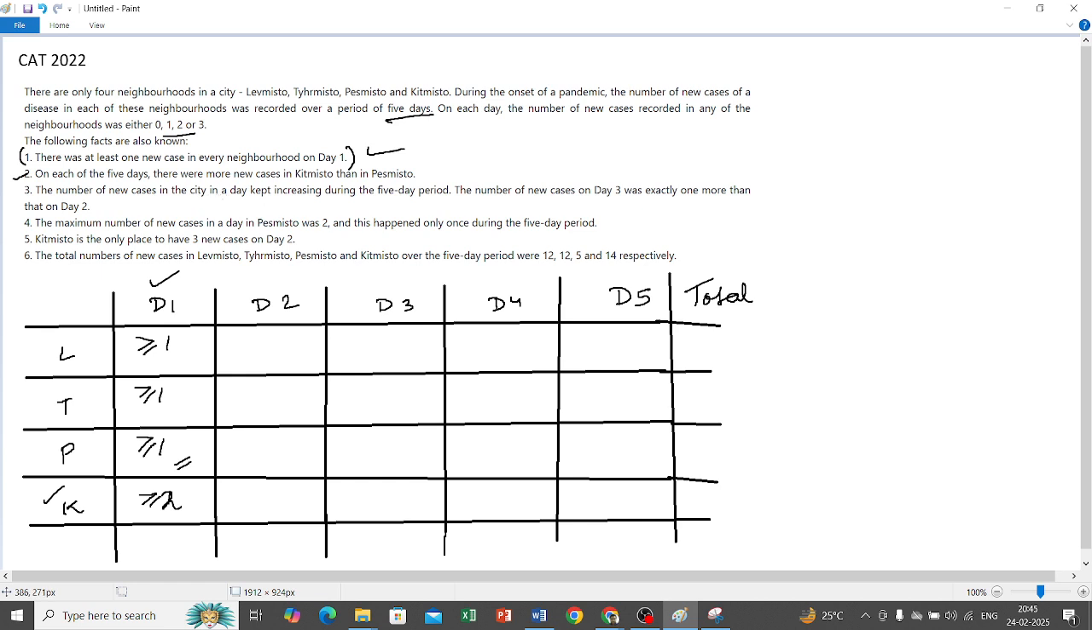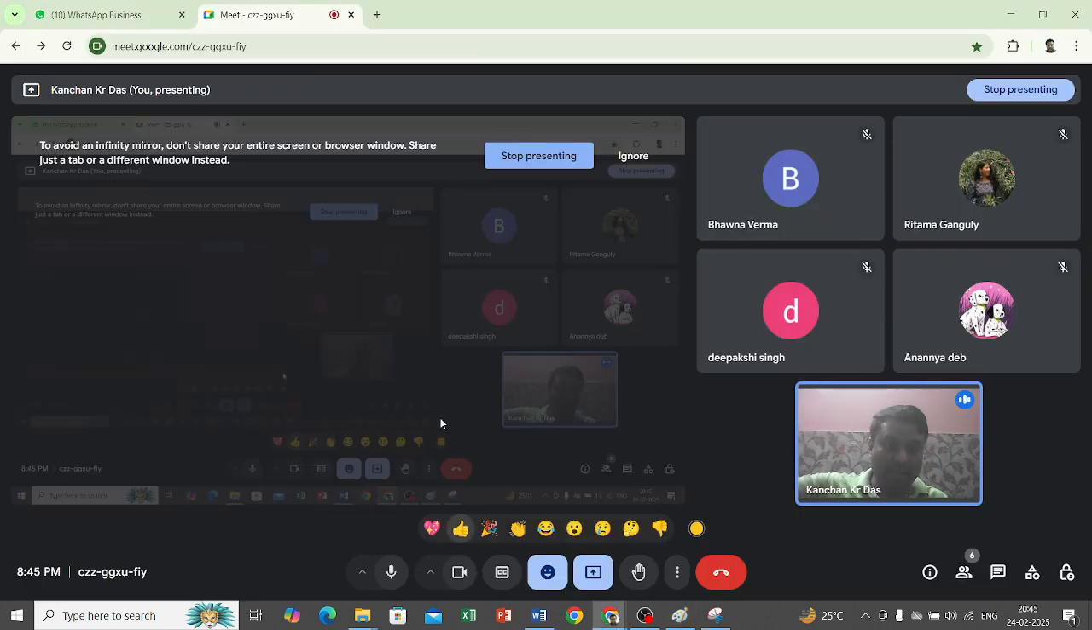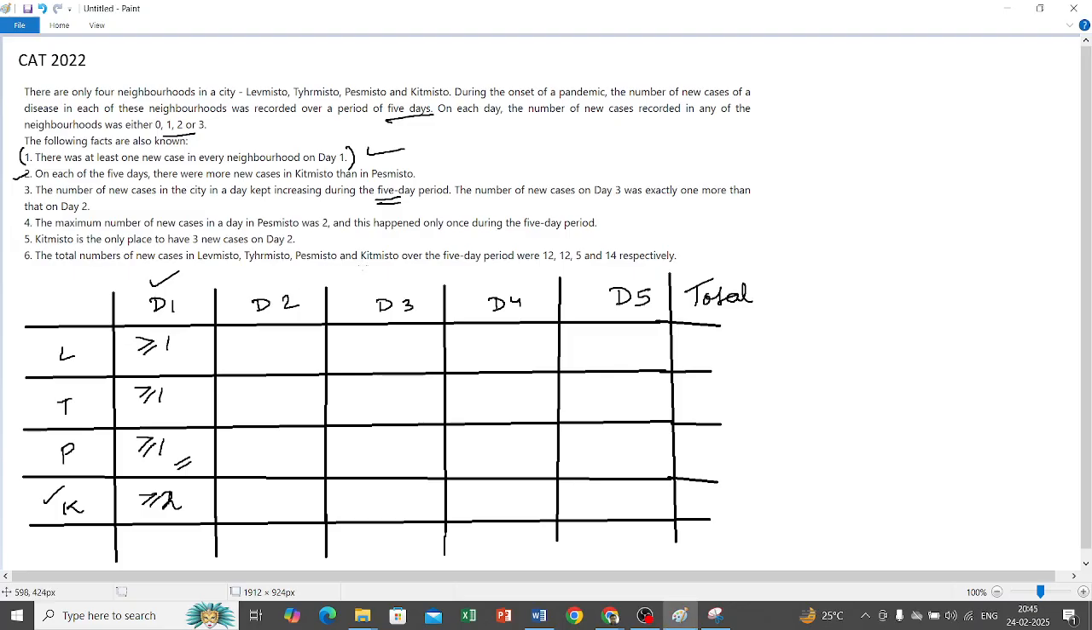The number of new cases in the city in a day kept increasing during the 5-day period. Very important instruction. That means what? As we moved ahead across the five days, the number of new cases kept on increasing. D1 has some cases, D2 has more than that, D3 has more than that, D4 has more than that, and D5 has the maximum cases, right? So I have to make sure that D5 has the maximum cases, then comes D4, then D3, like this. This is another very important instruction.